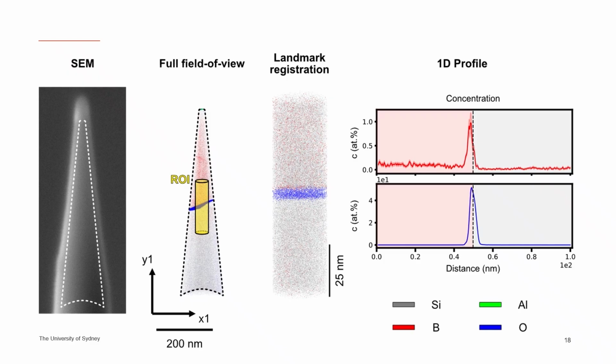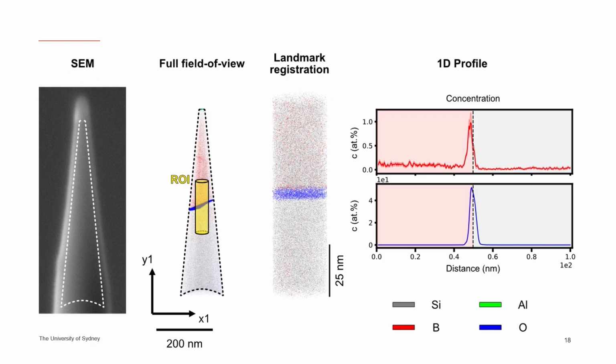Here, CAMECA's IVAS offers a landmark registration tool to flatten the oxide layer, as you can see in the third column. Using this data, we could then extract sharp 1D concentration profiles showing us where boron and oxygen are located.